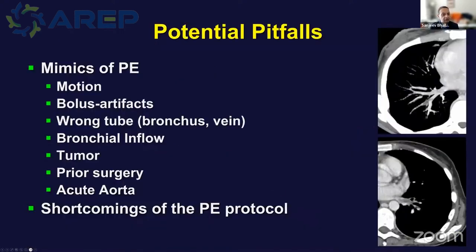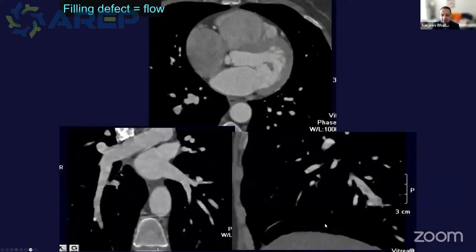Well, what about mimics? Are there any mimics to pulmonary embolism that can make it really challenging? The answer, of course, is yes. You can clearly be hindered by motion artifact, bolus artifacts. These can happen, especially as you start to get newer technologies. Sometimes you'll see a filling defect in the wrong tube. For example, this was a thrombus that had formed in a pulmonary vein. The original reader thought that this may be a pulmonary embolism. Obviously, tumors, and the acute aortic syndrome and prior surgery can be as well. So let's talk about those.